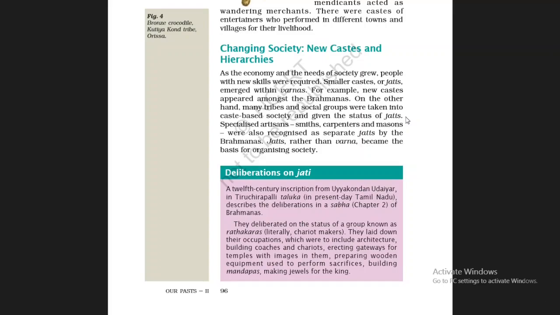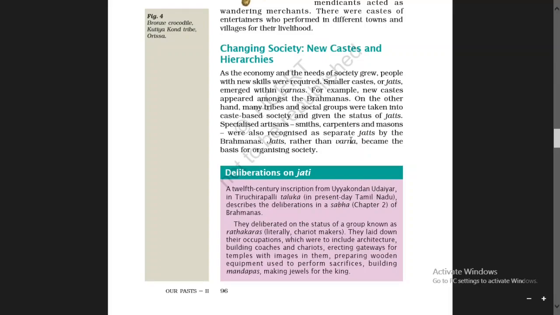Specialized artisans, smiths, carpenters, and masons were also recognized as separate jatis by the Brahmanas. So here specialized artisans such as smiths, goldsmiths or ironsmiths, carpenters who made furniture, and masons, meaning persons skilled in cutting, dressing and laying stone buildings, were recognized as different jatis by the Brahmanas.